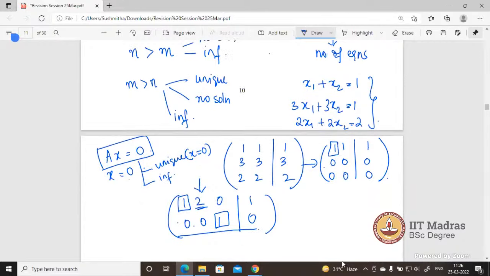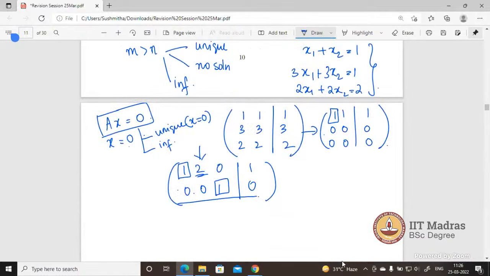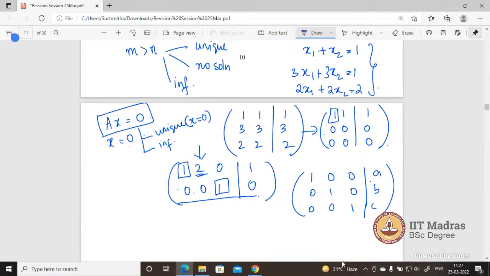So shall we proceed? Ma'am, when we have a pivot in each column, then it's infinitely many solutions. No, a pivot in each column means unique solution. If there is a pivot in each column, what do you get? The reduced row echelon form is this, right? Then you'll have some A, B, C. So my X is equal to A, Y is equal to B, Z is equal to C. Unique solution.